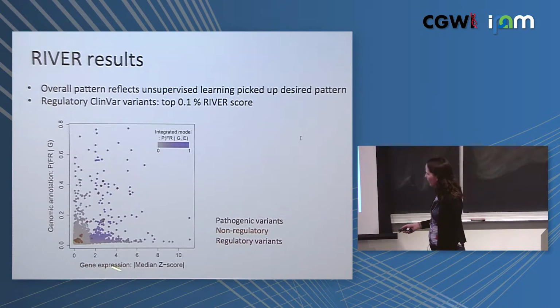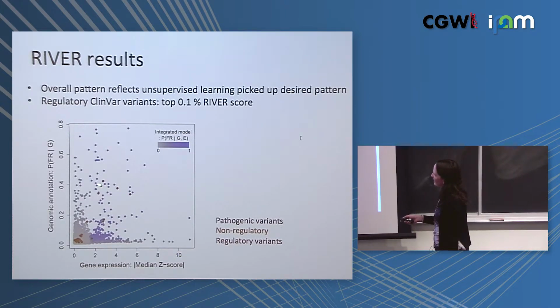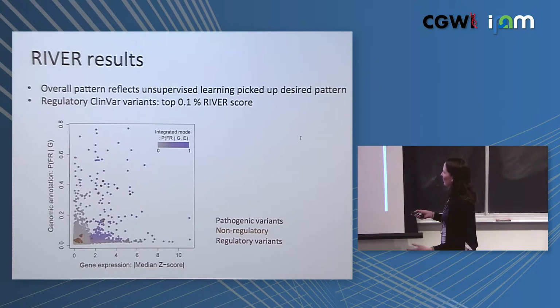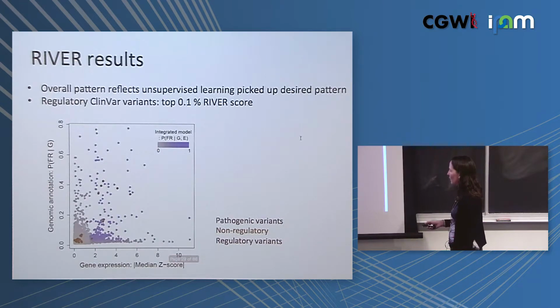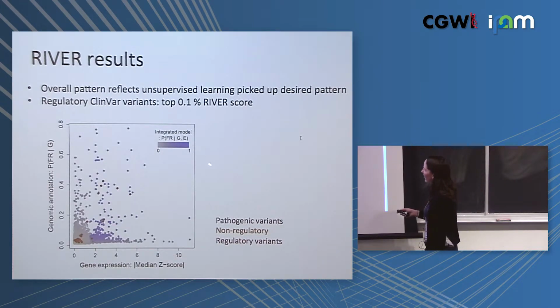So what I'm showing here, on the x-axis, every dot is an instance. The x-axis is the median z-score across tissues. The y-axis is the genomic annotation score, which you can think of as like the CADD score, but it's basically the score that you get from the top half of the model only. So it's only considering the genomic annotations. And the color of the dot gives you the strength of the posterior on the latent variable. So the darker blue dots are the ones that RIVER thinks are likely to be functional. The light gray dots are the ones that it thinks are unlikely to be functional.